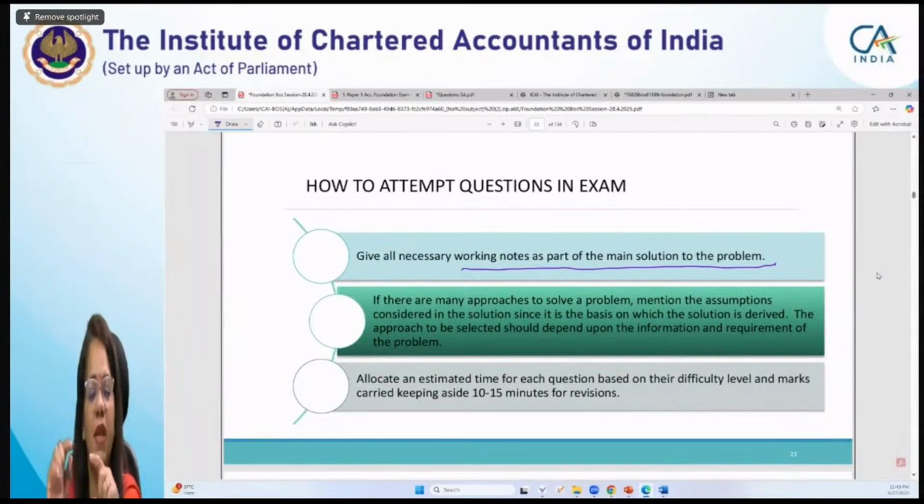For that, please prepare a working note at the end of the main solution. Write the working note, give the working note a number, and then give the same number, and take the final figure to your main solution of income and expenditure.